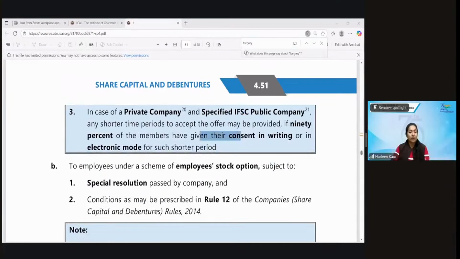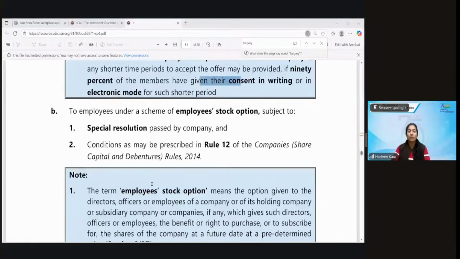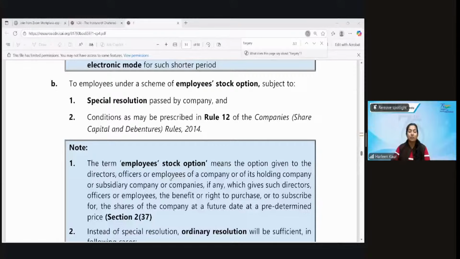All right. So SR is required to be passed. Similarly, for the ESOPs, SR is required to be passed. And ESOPs, what is ESOPs, children? Do you remember employee stock options?